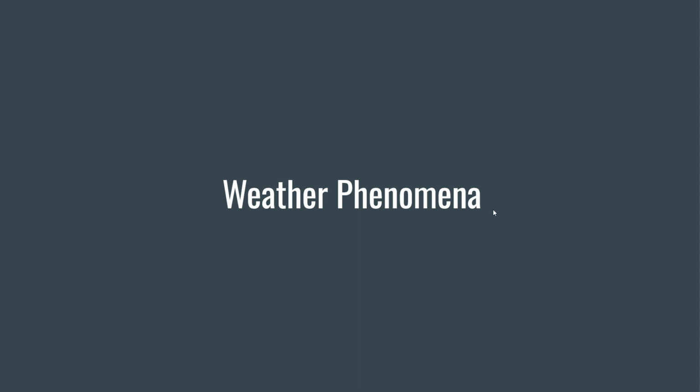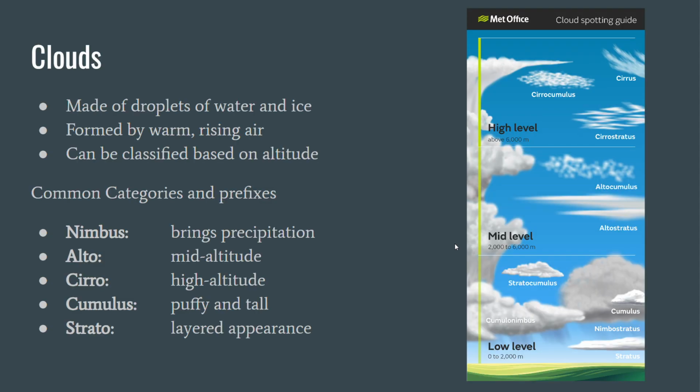Okay, so in this video we will talk about weather phenomena. So first, let's talk about clouds. Clouds are made of droplets of water and ice, and they are formed by warm rising air, and they can be classified based on altitude.